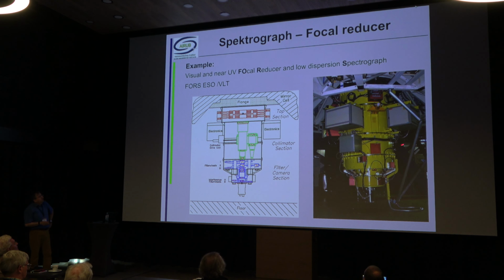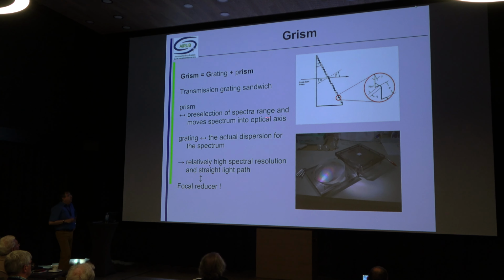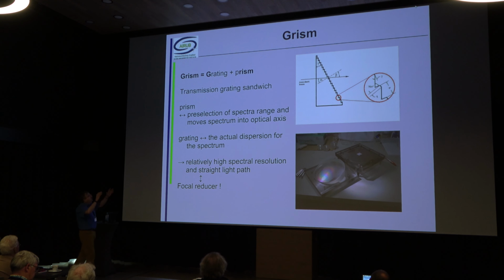Okay. The trick to make this all work is a grism. What is a grism? The grism is a grating plus a prism. So what you do is you make a sandwich between a grating, a transmission grating, and a prism. The prism pre-selects the spectral range, and it moves your light, or the spectrum, back into the optical axis of your spectrograph. So put that in.